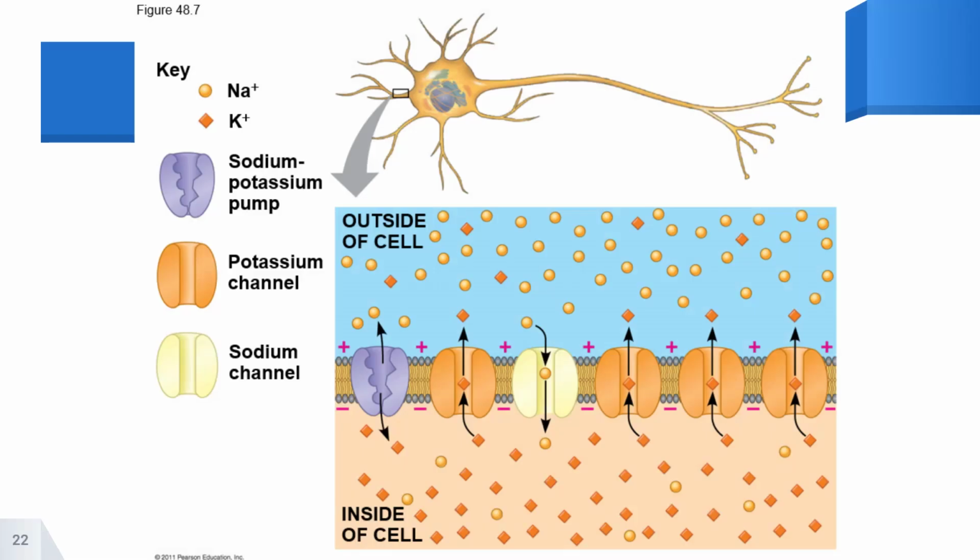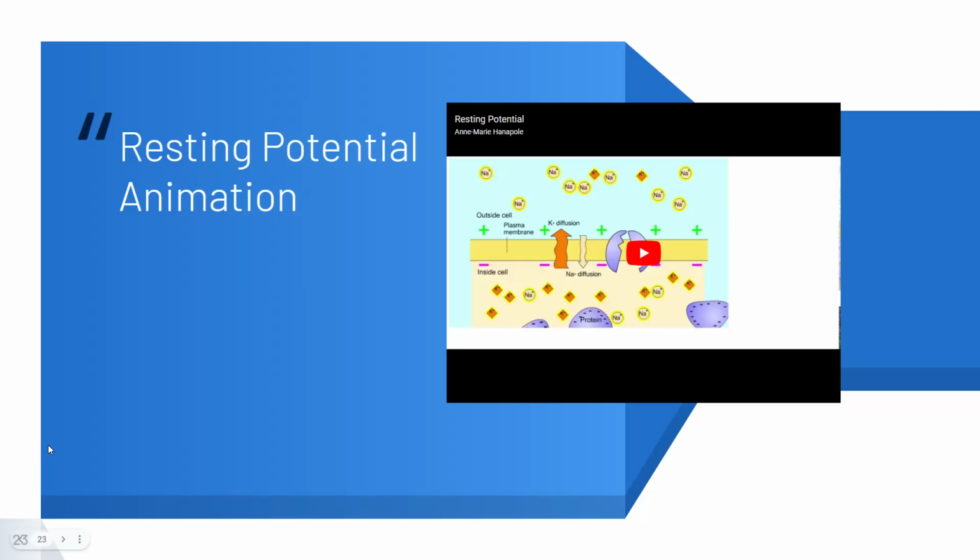So if we look at the cell membrane of the neuron, you've got a whole bunch of different ion channels all the way across. So here's your sodium-potassium pump working and pumping sodium out, potassium in. You've got potassium channels, you've got sodium channels, and they run all the way down the whole cell. So let's take a quick look at a video that sums up what we just said.